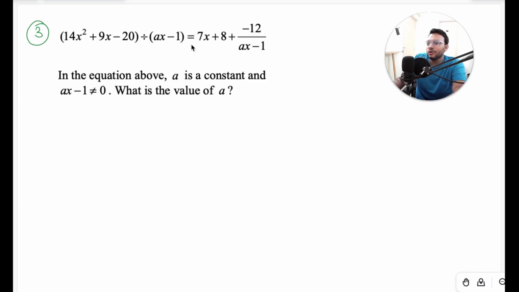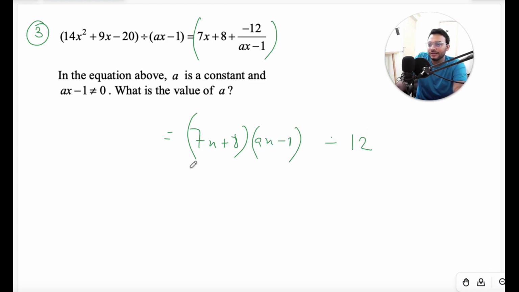So what are we going to do? We're going to represent the right hand side similar to the left hand side, and then we'll compare on both sides. So on the right hand side, 7x plus 8 times ax minus 1 minus 12, this whole thing upon ax minus 1.